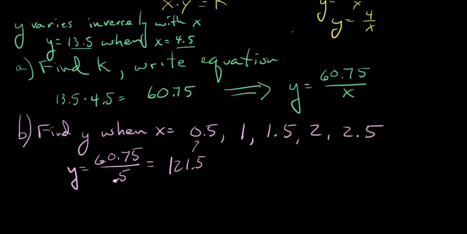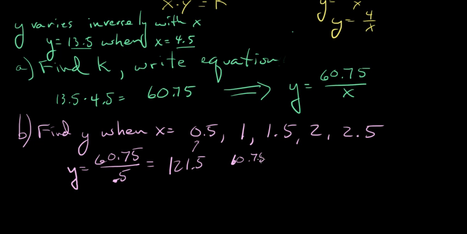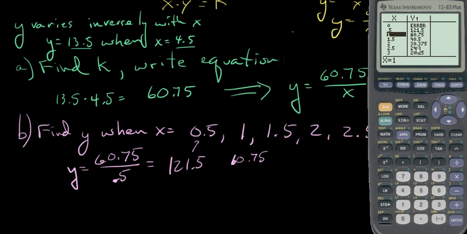So looking at your calculator again, for x equals 1, y equals 60.75. Kind of makes sense. You put 60.75 over 1, you get 60.75. When x equals 1.5, y equals 40.5. When x equals 2, y equals 30, and etc. So that's how you do a question like that. And you write out all the answers there, all the values. So it's pretty simple. So let's try another one here.